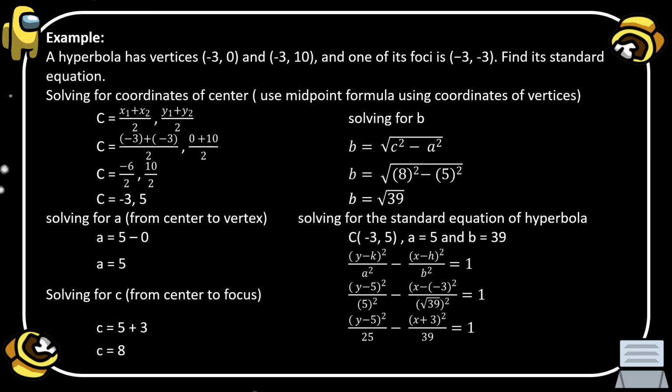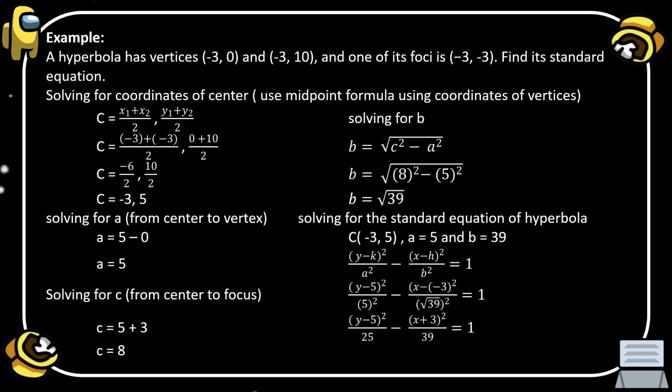Okay, so we have the value of a, which is 5, and the value of c, which is 8. We can now solve for b using the formula b is equal to the square root of c squared minus a squared. What is the value of c? 8, right? So 8 squared minus the value of a, 5 squared. What is 8 squared? That is 64. How about 5 squared? That is 25. So, 64 minus 25, the result is 39. Okay, so now we have the value of b.